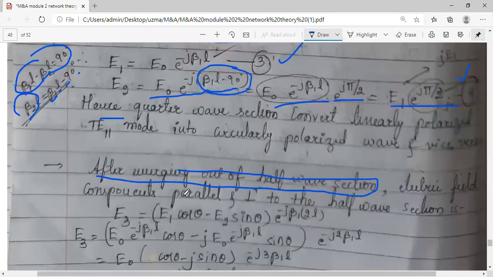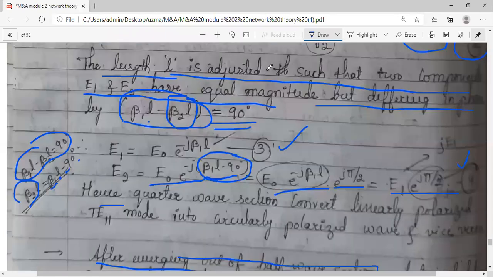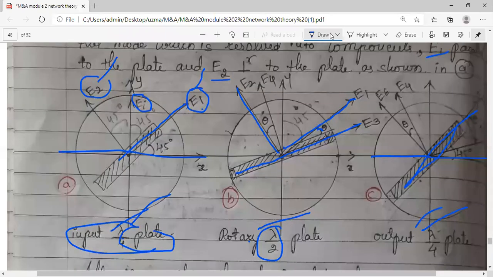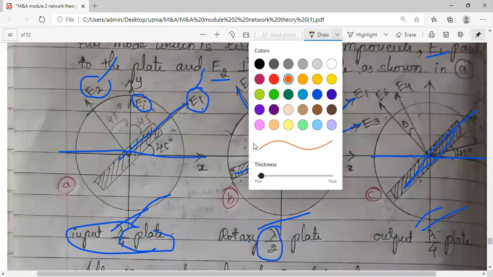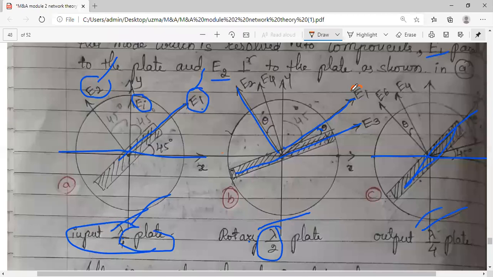After emerging out of this half wave section, again what will happen? The electric field components, again they are resolved into further two components. Observe what are the two components. In this figure it is very much clear. For reference, this is better. Whatever E1 and E2 I have drawn, they are already present. As it is I have drawn.